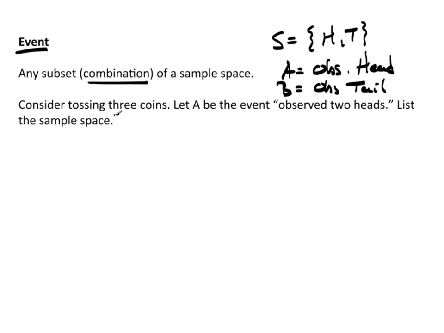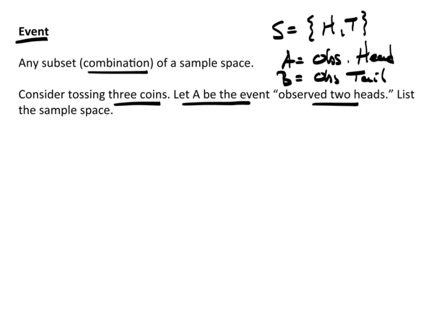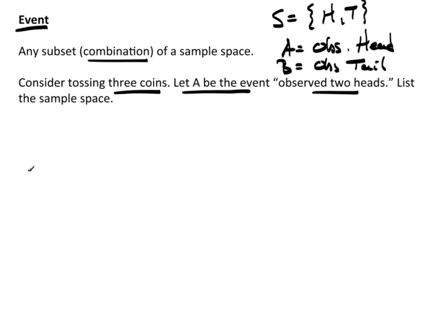But consider tossing 3 coins, and I want the event A to be observe 2 heads. Well, let's list the sample space and see what's going on here. Now the easiest way I think to list a sample space of this nature is with a tree diagram. Here's the basic idea behind a tree diagram. I'm going to start here, and then I'm going to say, what happens if I toss my first coin? Remember, I have 3 coins here. Well, if I toss that first coin, there are 2 things that could happen. I could get a head, or I could get a tail. That's everything that could happen in that first coin toss.